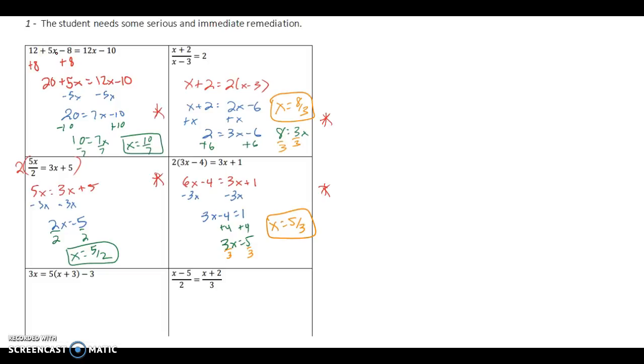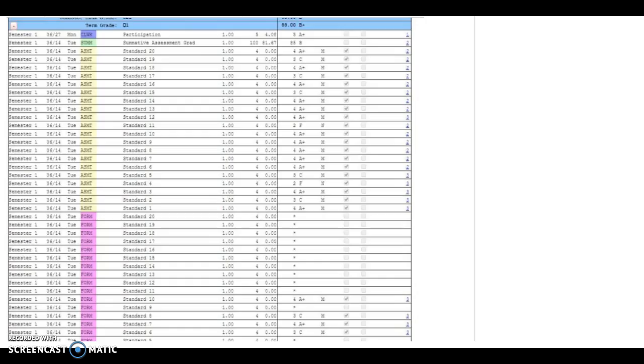This particular student has to stop. We got to go over some stuff immediately because they're definitely not ready to move on. So that's the different levels of proficiency, and just an example of this: the same problems worked out by a student that's at a 4, a 3, a 2, or a 1. So then how does this look in the gradebook?